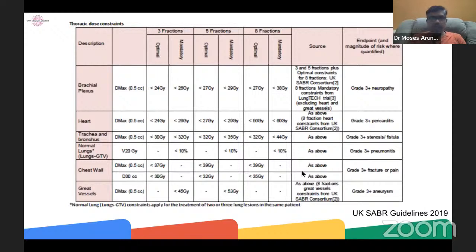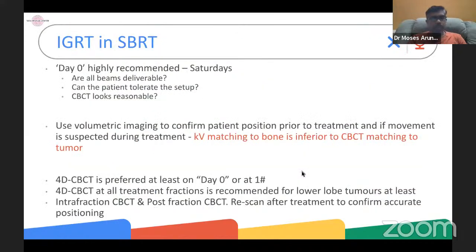There are different dose constraints that are available in literature. We follow the UK SABR Consortium guidelines. You can choose any one of the guidelines and just stick to that. As I mentioned earlier, immobilization is something that is important for any radiotherapy treatment, but image guidance is something that we rely on more for making sure that the treatment is more accurate.